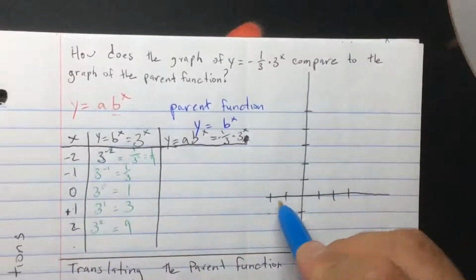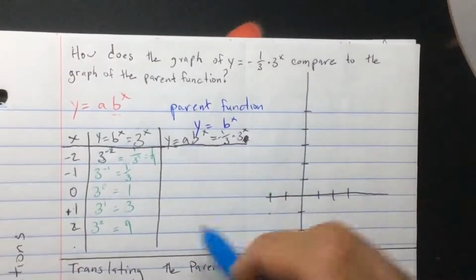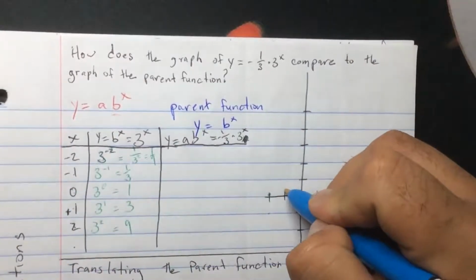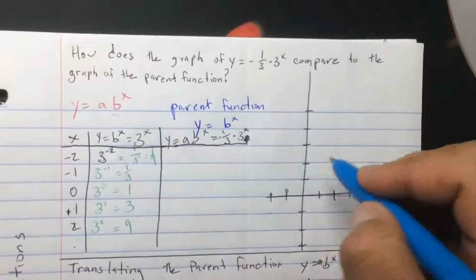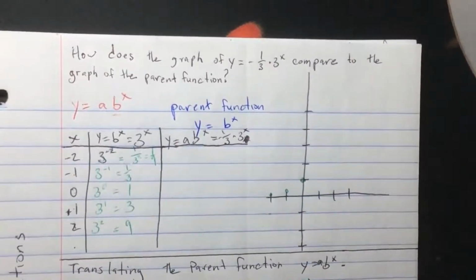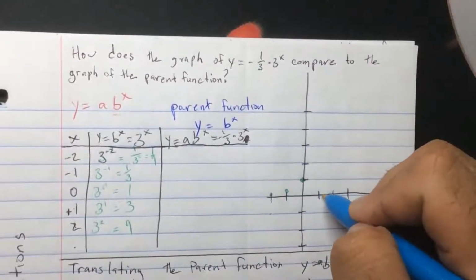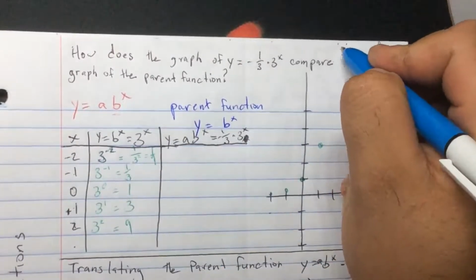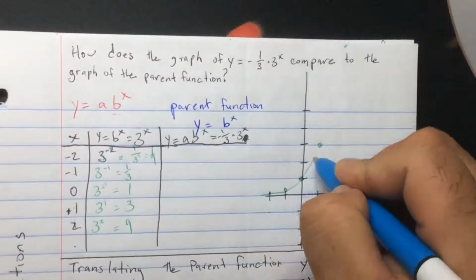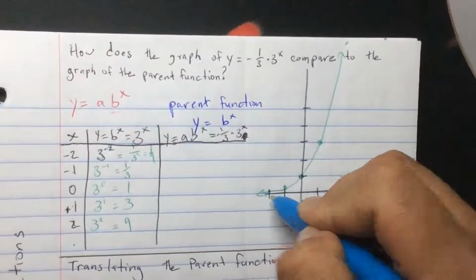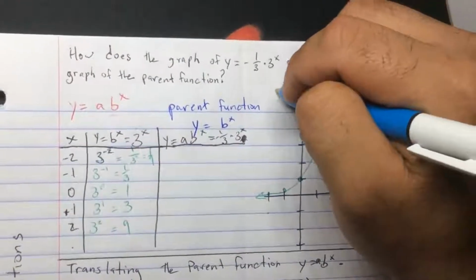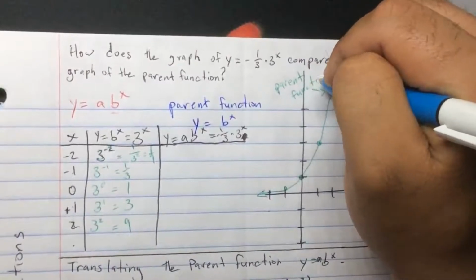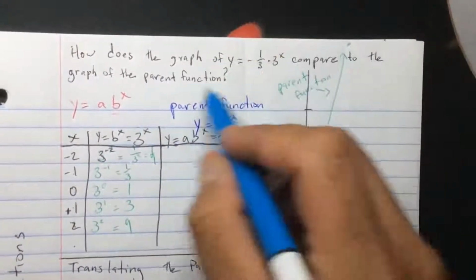So at -2, it's 1/9, which is really close to the line. At -1, it is at 1/3, which is about right there. At 0, it is at 1. At 1, it is at 3. And at 2, it is at 9, which is way up here. So we're going to graph our line. So this is going to be our parent function. We could have just drawn a line to where it says parent function.